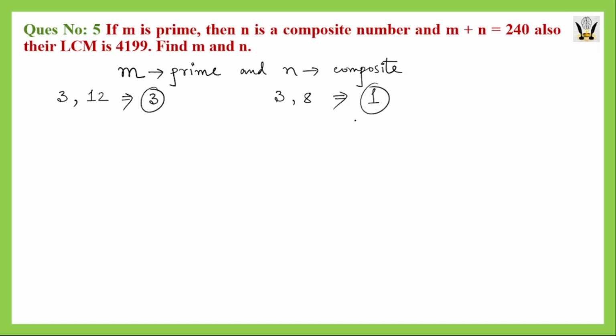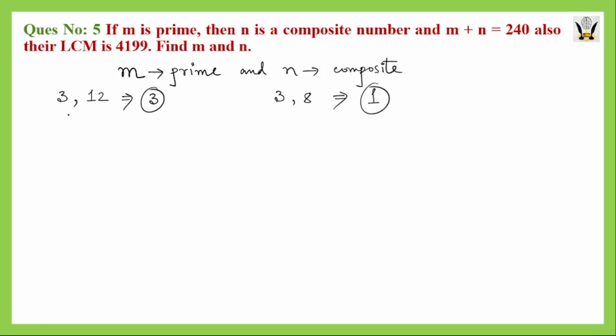That means if we have a prime number and a composite number, then there are two possibilities for the HCF. The first one is 1, if the composite number is not a multiple of the prime number. And the second possibility is, if the composite number is a multiple of the first number which is prime, then the HCF will be the prime number itself. So there are two possibilities.